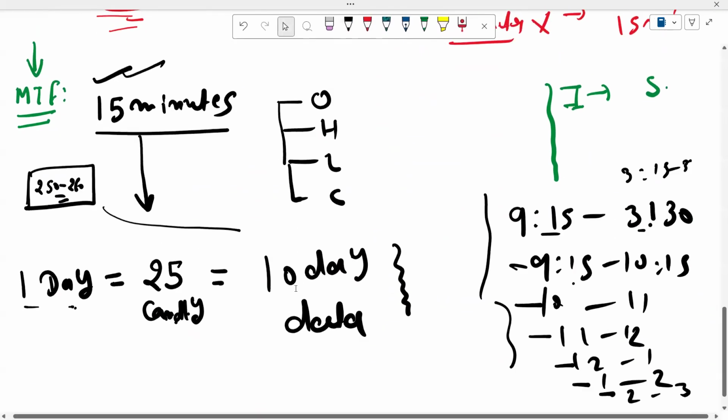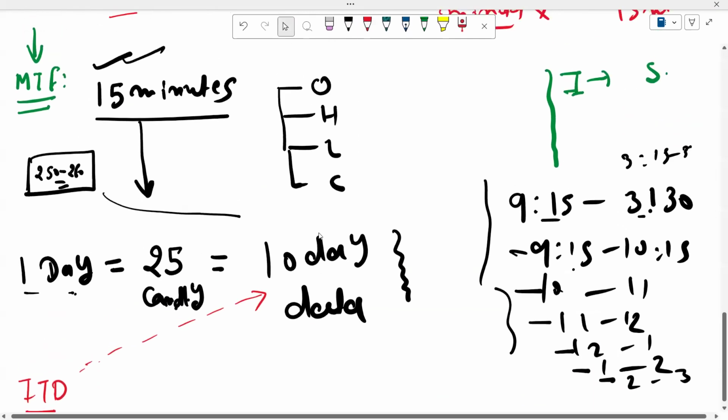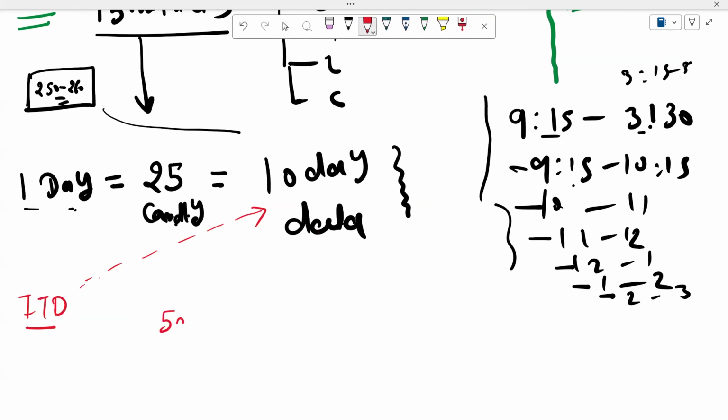Now if I ask you, if you are an intraday trader, do you want this 10 days of data? Yes, right. For an intraday trader, we generally want to know what happened before, like in the last 10 days. So this gives more sense for an intraday trader. So 15 minutes is fine. Now if I put a 5-minute candle, what will happen?